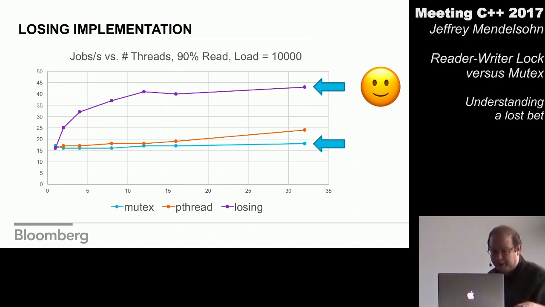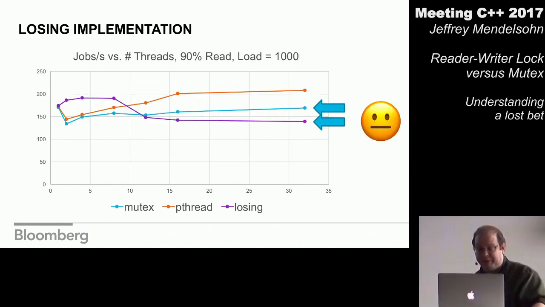Okay. Moving along. Still at 90% read, reduce the amount of work done per job. And we see now that the mutex and the reader-writer lock are performing about the same. This is concerning, right? The amount of work we're doing, the overhead for the lock is obviously a lot higher than we think it is, or at least in combination with the lack of scalability.